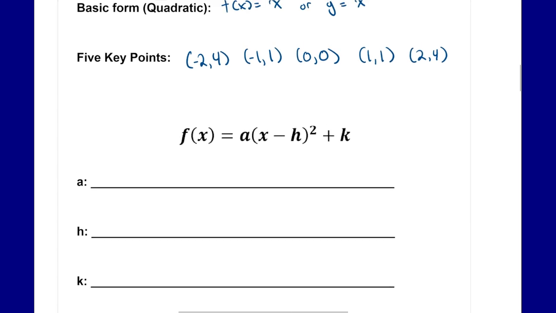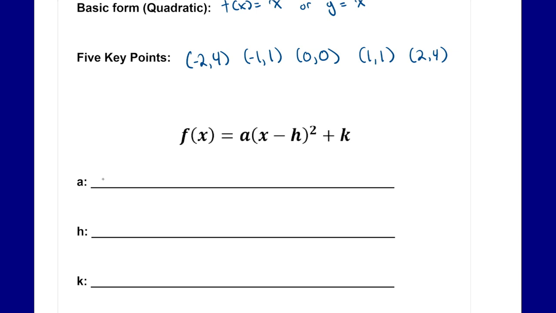f(x) equals a(x minus h) squared plus k. This is our vertex form. This is the form that we're going to be using when we're dealing with transformations. In the previous lesson, you looked at a, h, and k and how they affected the base function. So just kind of a review of that.